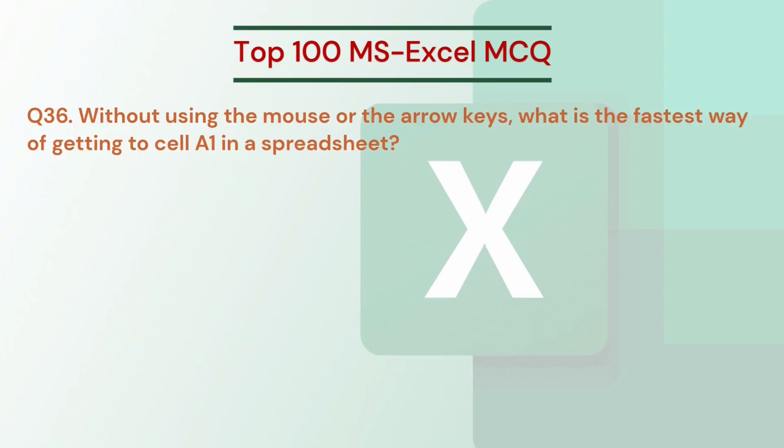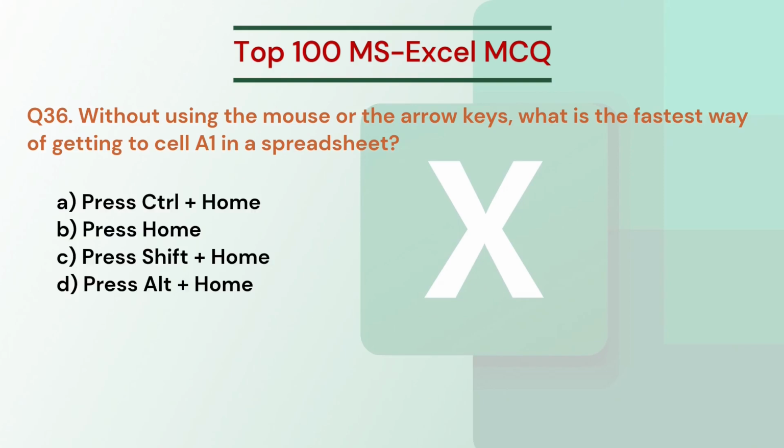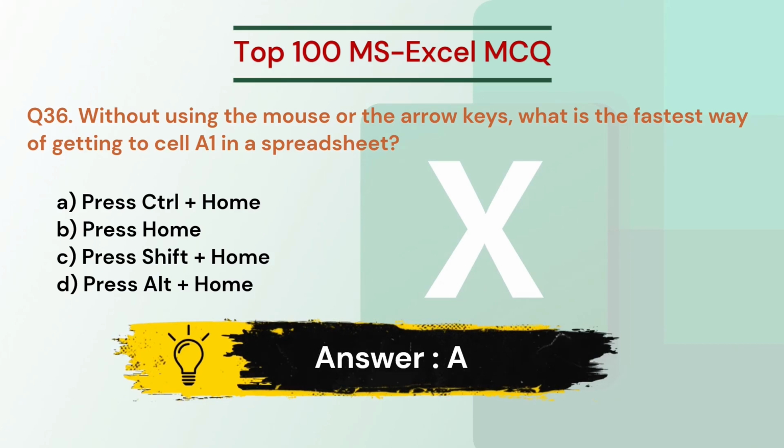Without using the mouse or the arrow keys, what is the fastest way of getting to cell A1 in a spreadsheet? A. Press Ctrl plus Home. B. Press Home. C. Press Shift plus Home. D. Press Alt plus Home. Correct answer is A. Press Ctrl plus Home.